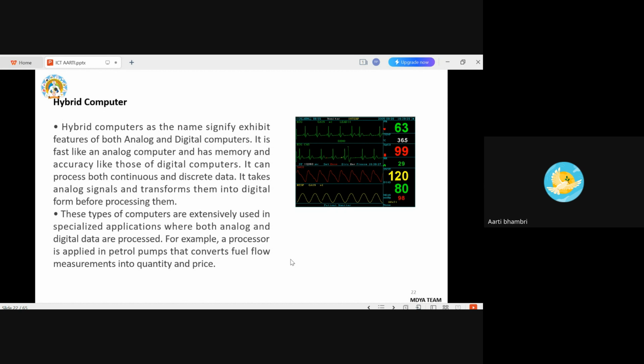This is the example we see in the ICU department, where these types of machines show the ECG, the heartbeat, the temperature of the patient, the BP, and how the heart is working, all in one machine. This is an example of the hybrid computer.